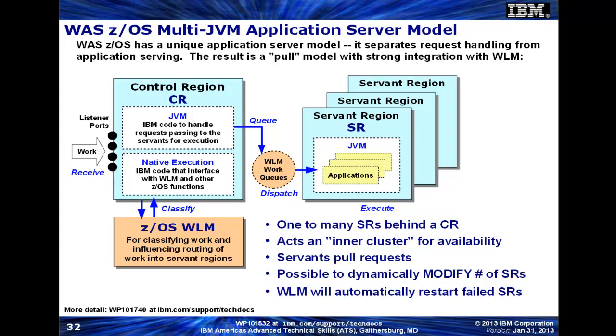Servant regions pull work from the WLM work queues, which means any given SR will not be overwhelmed with incoming work. SRs pull only the work they're able to consume. Temporary spikes in work are buffered on the WLM work queues. The number of SRs may expand either automatically by WLM or manually by you with modify commands. Multiple SRs mean more worker threads executing your application. The ability to expand and contract the number of SRs provides a form of dynamic capacity for applications within an application server.